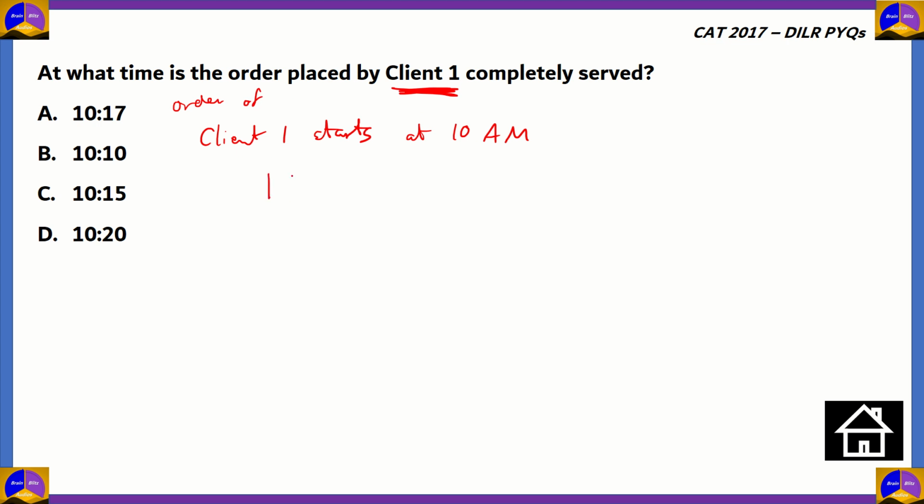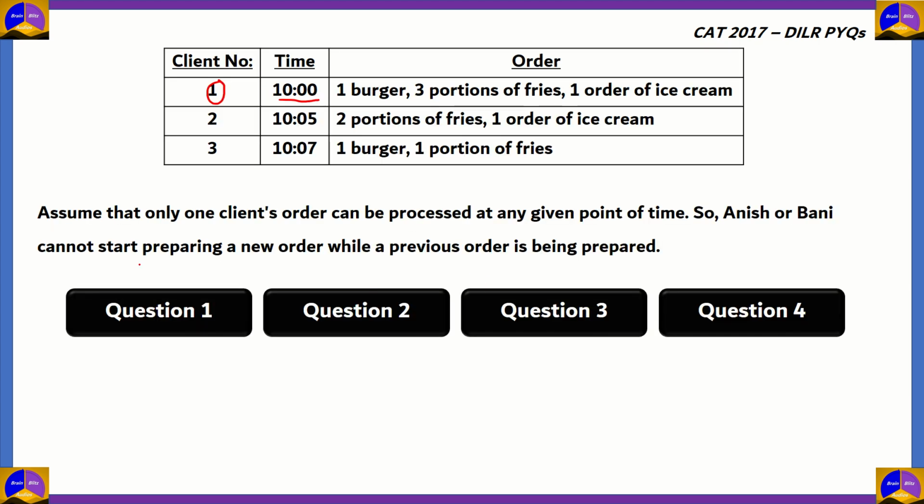Now, we know that he ordered a burger. Now, this takes 10 minutes to prepare. He ordered 3 portions of fries. Now, up to 3 portions, you can take 5 minutes, irrespective of how many portions you're frying. And finally, 1 ice cream, which takes 2 minutes. Now, remember, we still have both employees working on the single order.